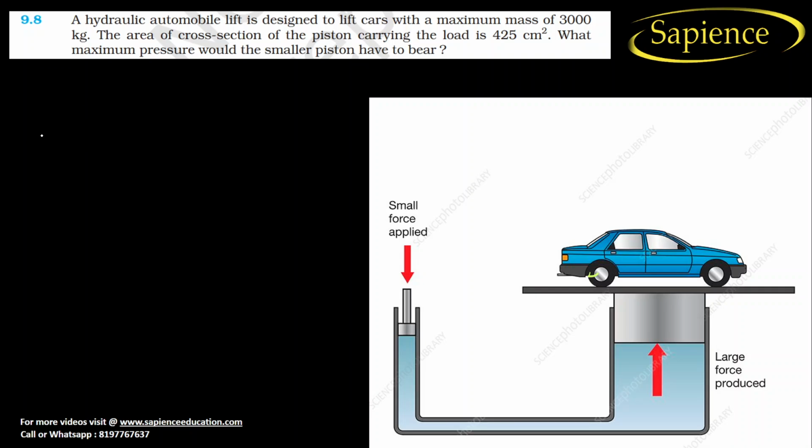Now next question is 9.8. In this question, a hydraulic automobile lift is designed to lift a car with the maximum mass of 3000 kg. The area of cross section for the piston carrying a load is 425 centimeter square. What is the maximum pressure the smaller piston would have to bear?